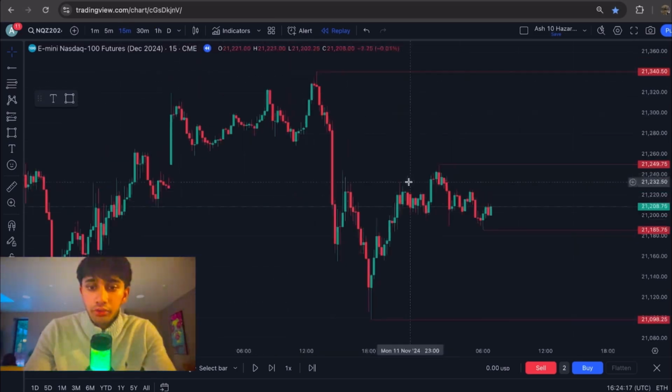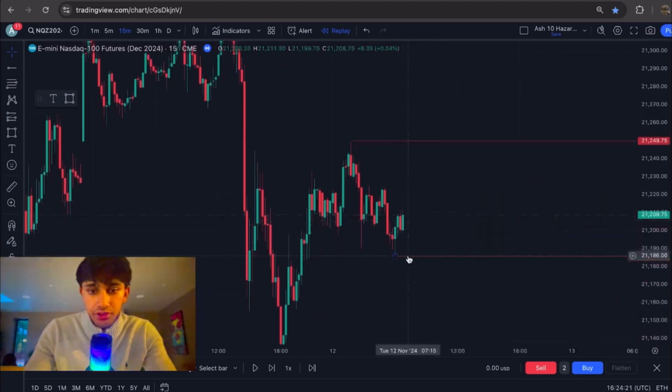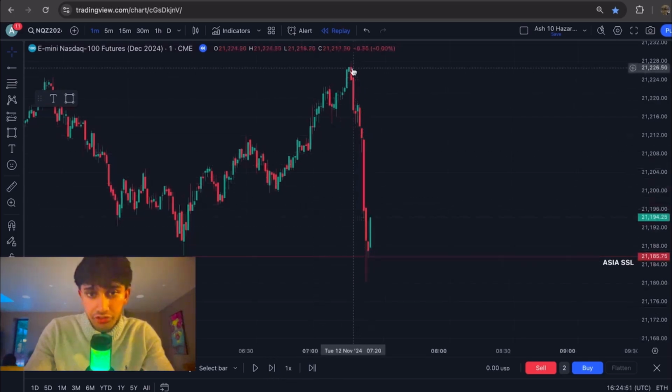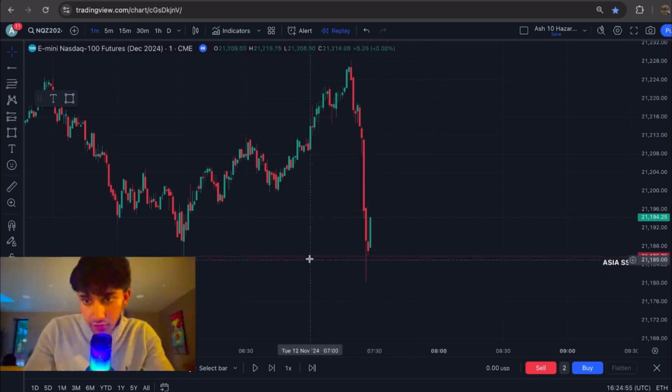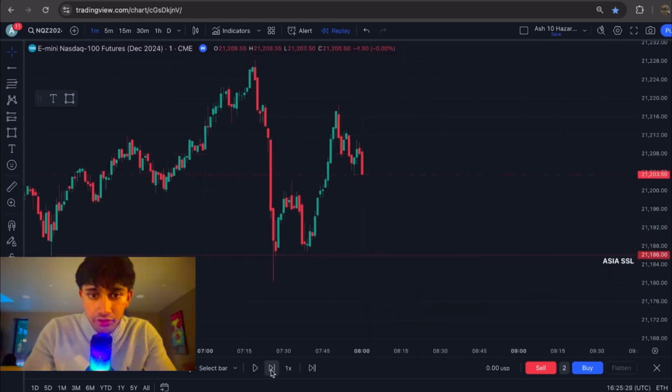Now that we have all our liquidity levels set up, we now want to see this sell side level here or buy side level here being taken out. So right there you guys can see we have an aggressive dump to the downside to go and take out Asia sell side. You can see that's a very nice sharp sweep of Asia sell side.